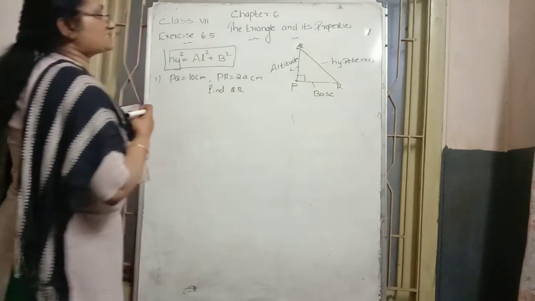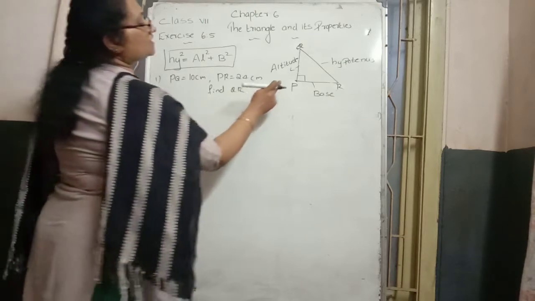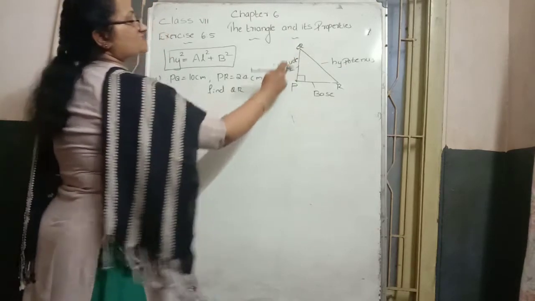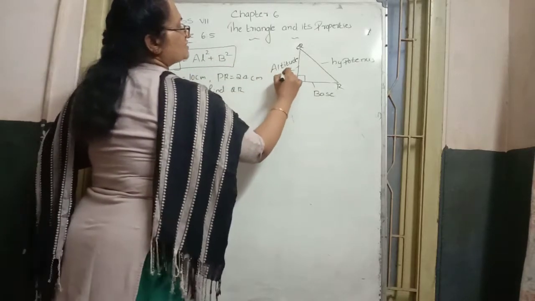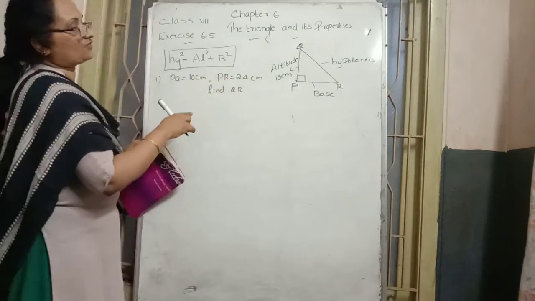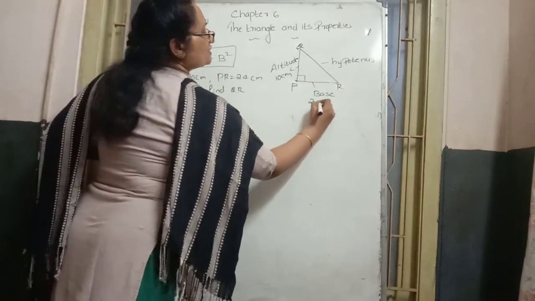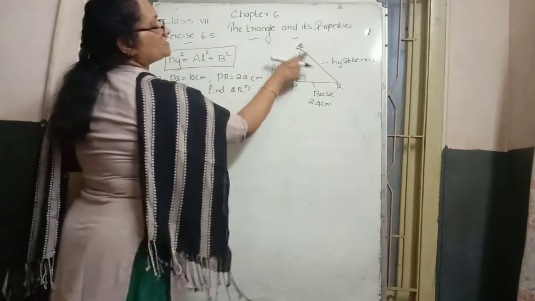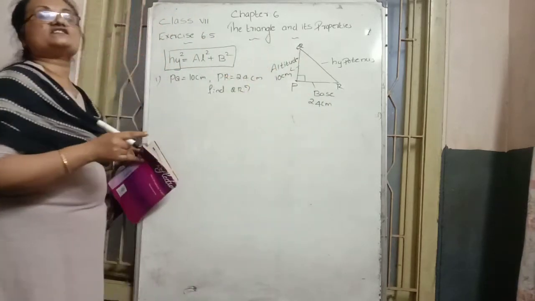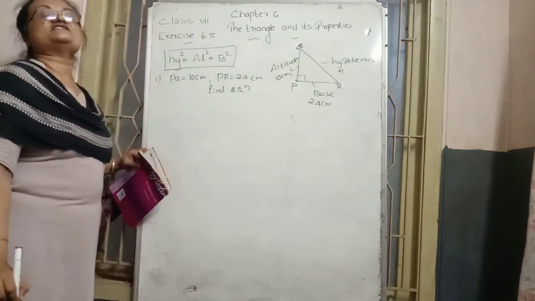So where is that side? Checking in the diagram, PQ is this altitude side. How much? 10 centimeters. Next, PR, where is that side? PR is our base side. How much? 24. Which side value are you asked to find? QR. Where is QR? That is the longest side. This side value is not given. We want to find that side value.